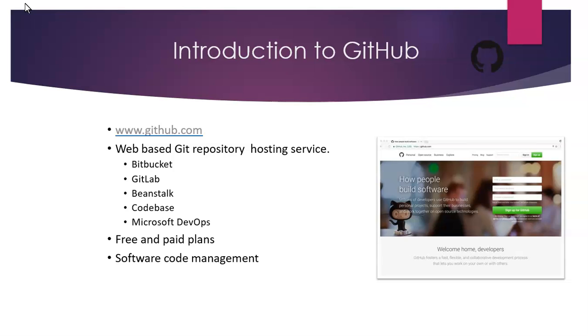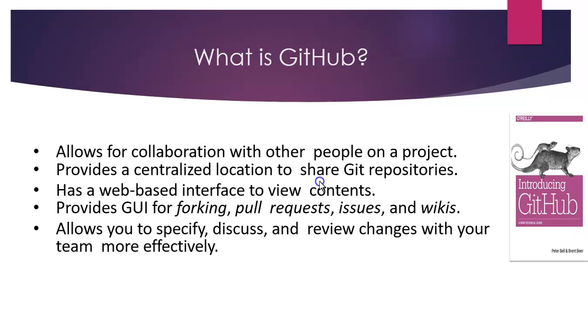Other types are Bitbucket, GitLab, Beanstalk, Microsoft DevOps. All those are other places where you can store your code. And GitHub has free and paid plans, and they're used for software code management. A lot of open source projects use GitHub. GitHub allows for collaboration with other people on a project, and it provides a centralized location to share Git repositories.